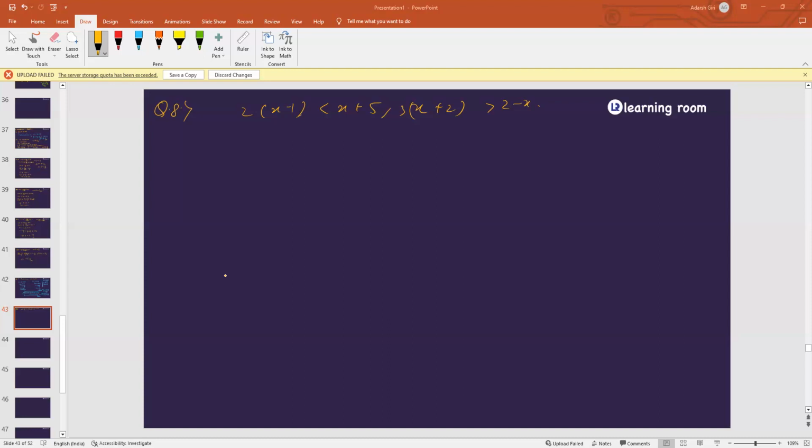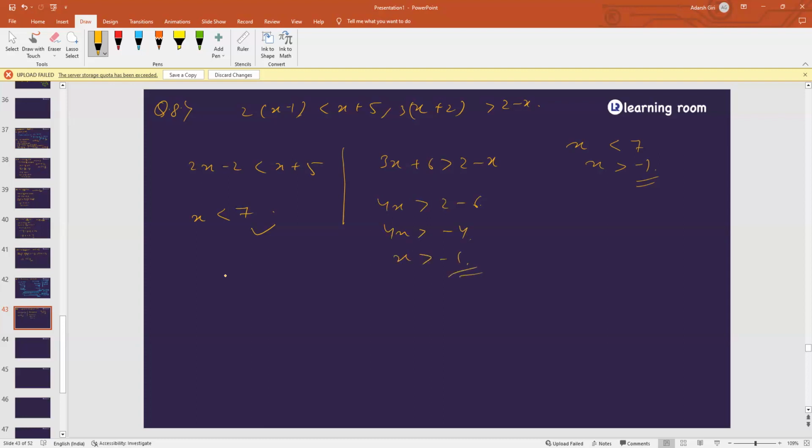X less than 7, x greater than -1. That's correct. Good. So two equations. This is 2x minus 2 less than x plus 5. Take x to the other side, so x less than 7, you get that from here. And 3x plus 6 greater than 2 minus x. Take x to the other side, 4x greater than 2 minus 6, so 4x greater than -4, x greater than -1.